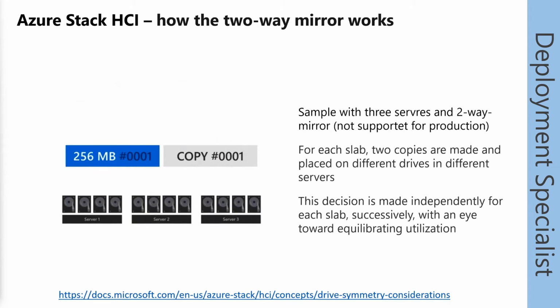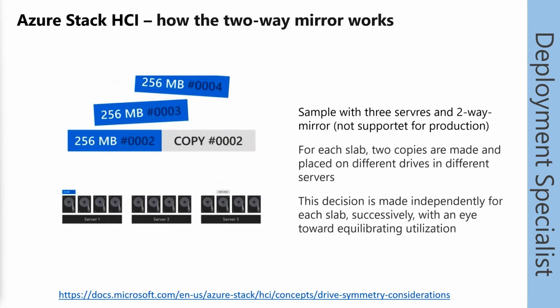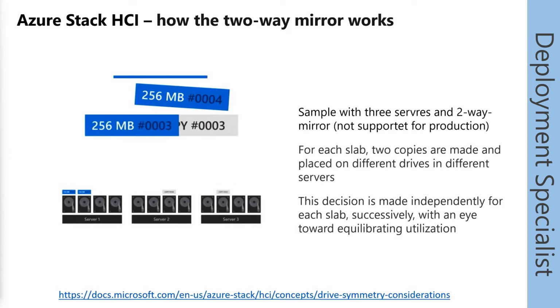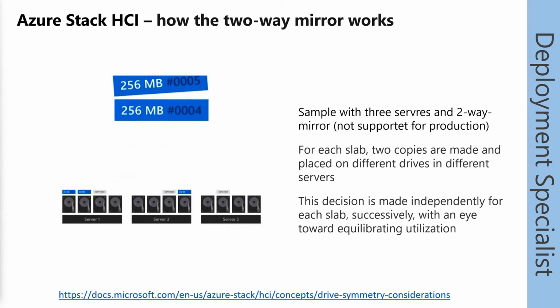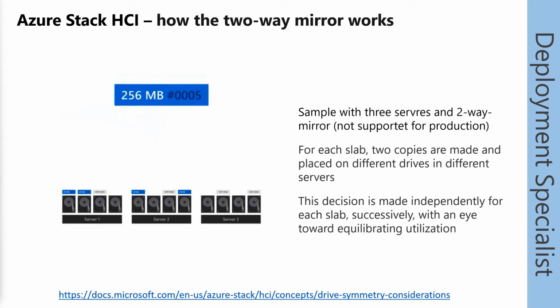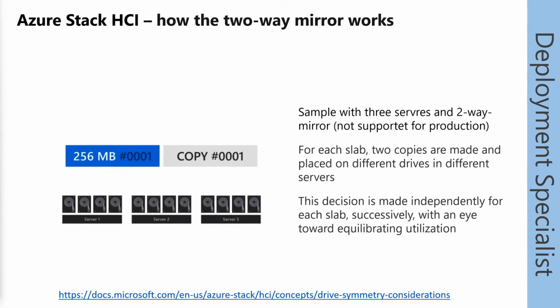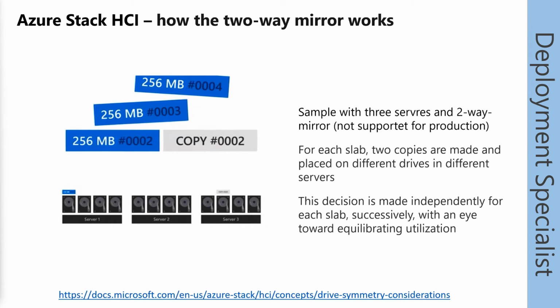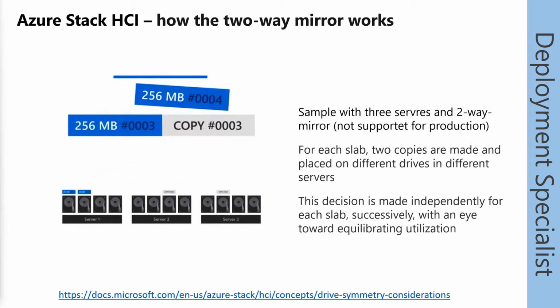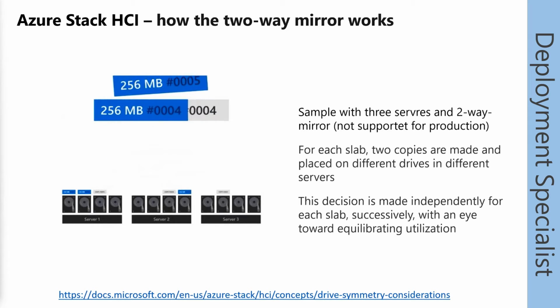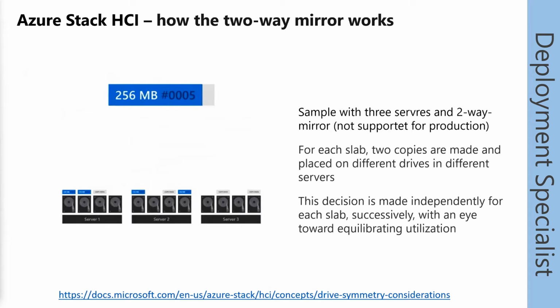Important to know is that what we see in this animation is not exactly supported as it's shown here, because we have 3 servers and we can see a 2-way mirror. This is not supported in production, so if you have 3 servers, you always will have a 3-way mirror. With 2 servers, you can have a 2-way mirror or a nested resiliency. But to show you how this mechanism works, I think this is the easiest way, and you can have a detailed look at this in docs.microsoft.com, as you can see in the URL at the bottom of the slide.